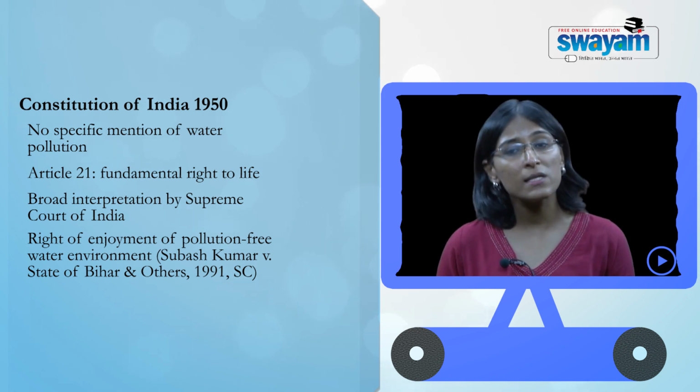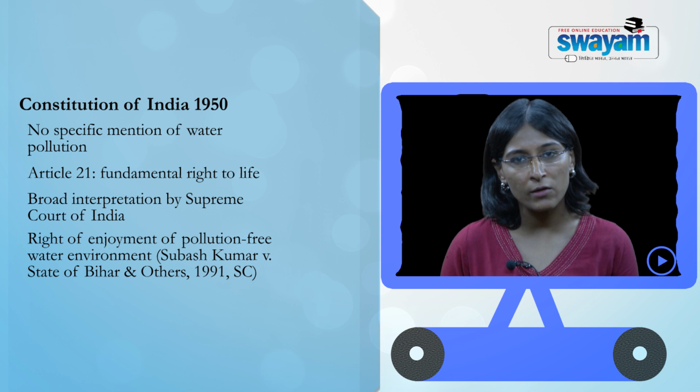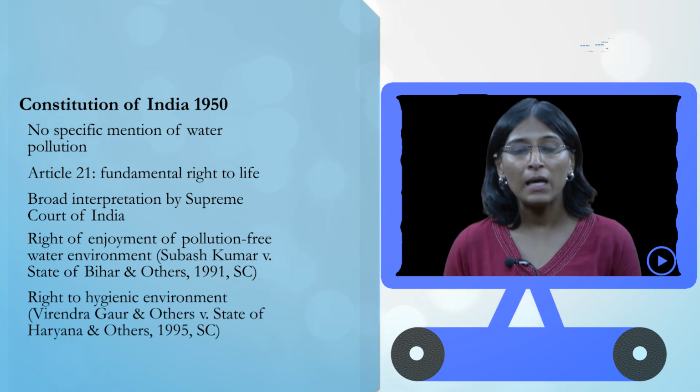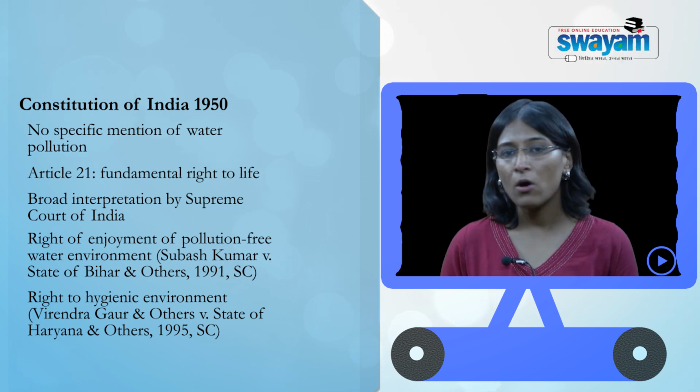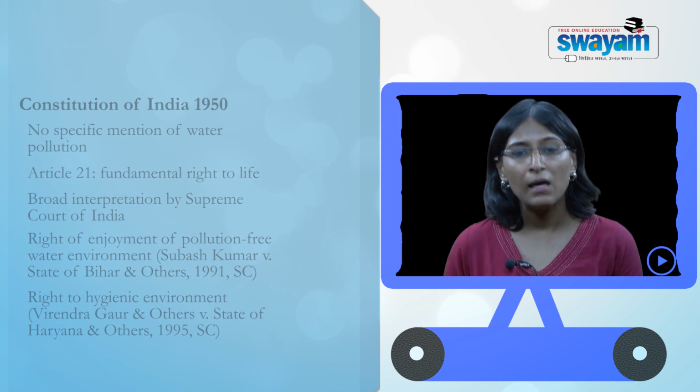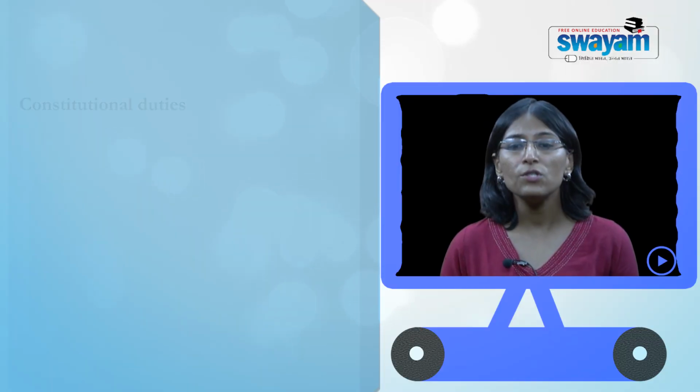And the Supreme Court has also interpreted Article 21 of the Constitution to include a right to hygienic environment in a 1995 decision of Virendra Gaur and others versus State of Haryana and others. As a result of these decisions, although water pollution is not specifically mentioned in the Constitution of India, it has been implicitly included. Now, in addition to these rights which are provided under the Constitution, there are also certain duties.